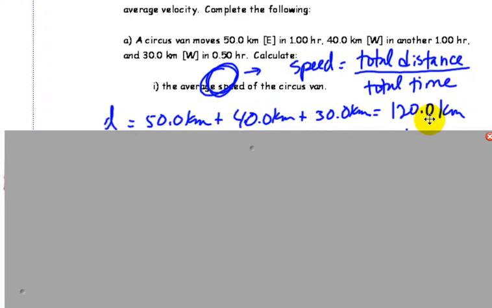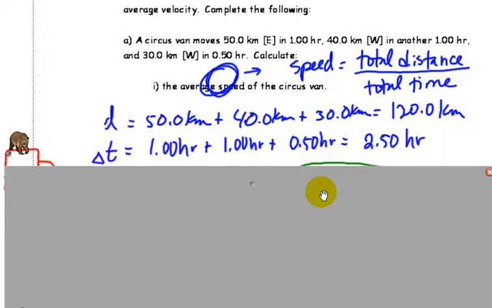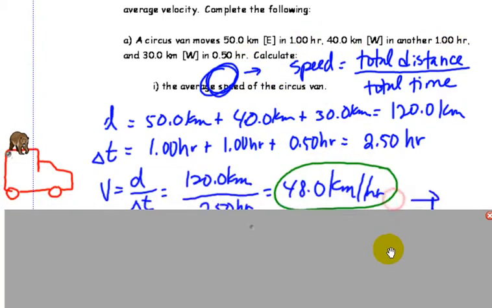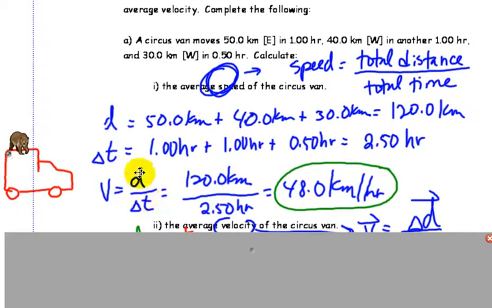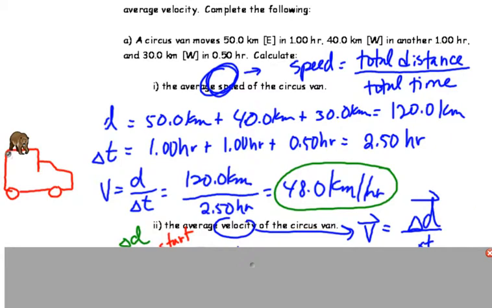So we did a total movement of 120 kilometers. We're not concerned about direction where speed is concerned. We're just simply looking at total distance and total time. Total time, 1 hour, 1 hour, half hour, so 2.5 hours. So v is equal to d over t. Total distance, total time, 48 kilometers per hour. So there's my van there.